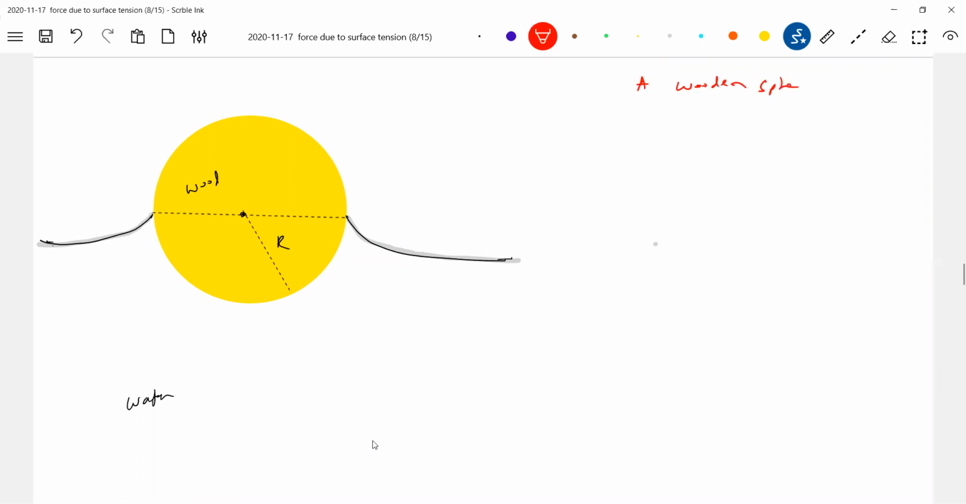A wooden sphere with half of the volume in water. Okay, there's a condition given. Tell me what are the forces acting? Buoyant force, weight of the solid.